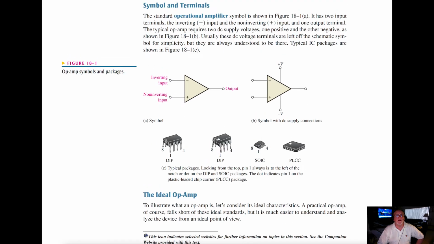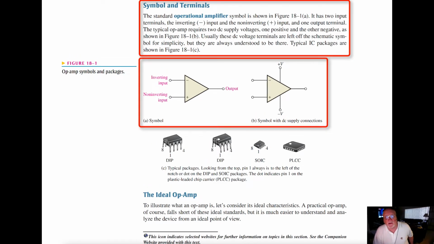So what does an op amp look like? How is it packaged? What's the symbolism? The standard operational amp symbol is below in A and B. It has two input terminals, the inverting input and the non-inverting input, marked negative and positive, and one output terminal.